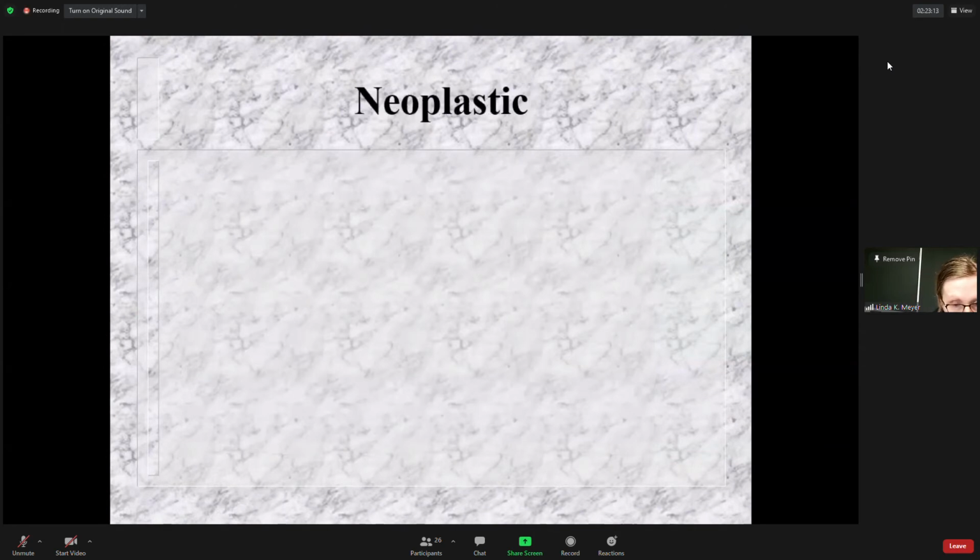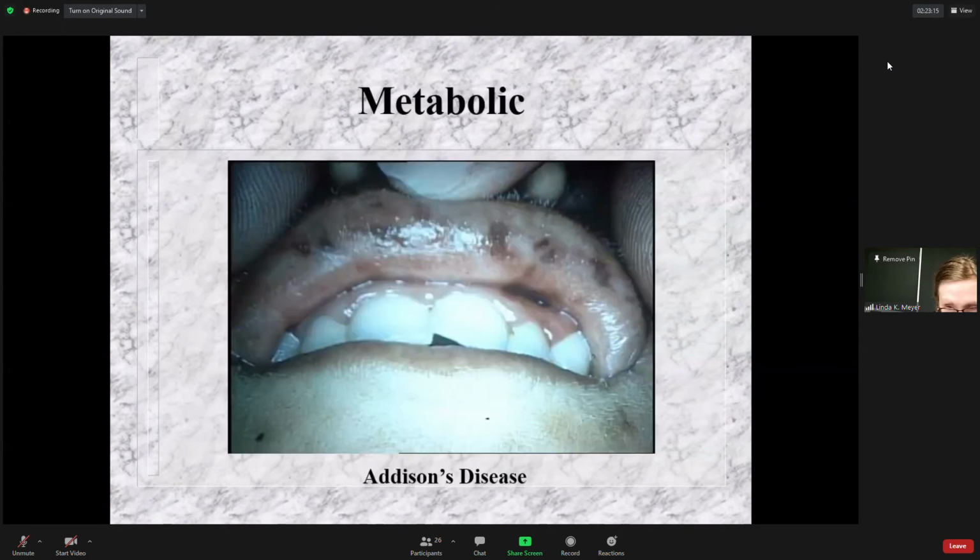This is just an example of an underlying metabolic disease and a deficiency in our steroid hormones, our corticosteroid hormones that are produced by our adrenal glands. If you remember, they're located on top of your kidneys.